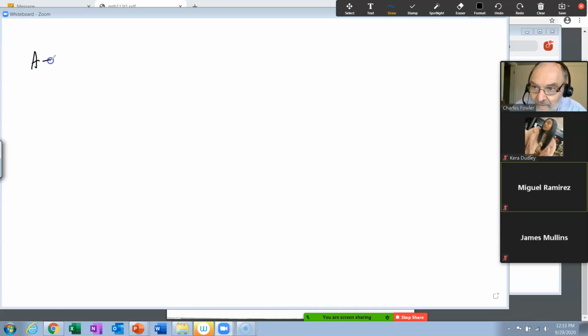Matrix A is a 3 by 3: 2, 1, negative 2. Negative 1, 0, 3. I'm going to erase that and see if I can get that to show up better. Yeah, that's better. 0, negative 2, 1.